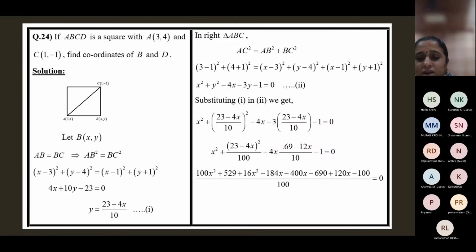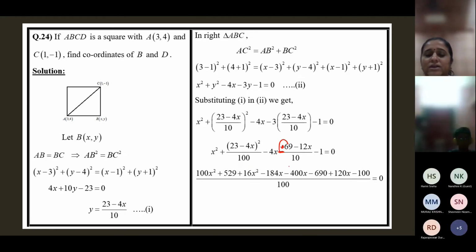There is a minus outside here. I told you this minus is here. So when you take the LCM, minus 69 into 10, minus 690. There's minus here, children. So minus into minus plus. This minus sign will be applied to 69 and minus 12x. So it will be minus 690 and minus into minus plus 120x.